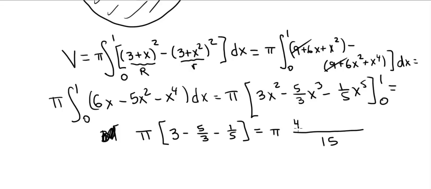3 is 45 over 15. 5/3 is 25 over 15. And 1/5 is 3 over 15. So 45 minus 25 is 20. Minus 3 is 17. The final answer is 17 pi divided by 15 units cubed.